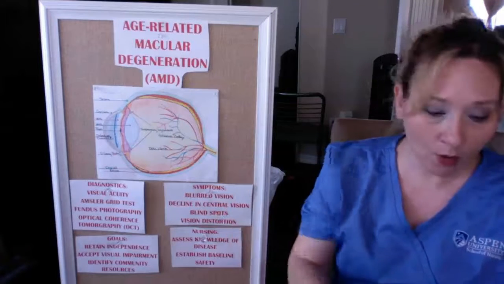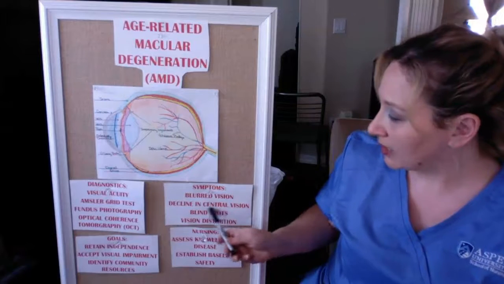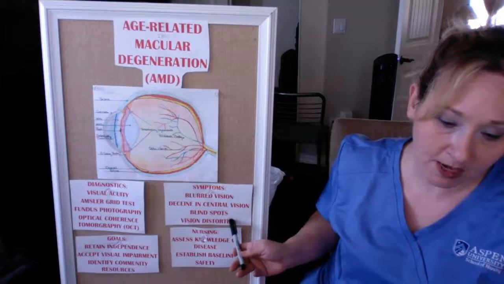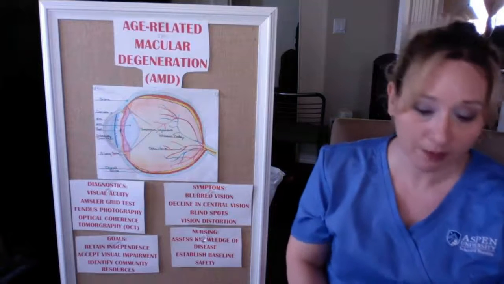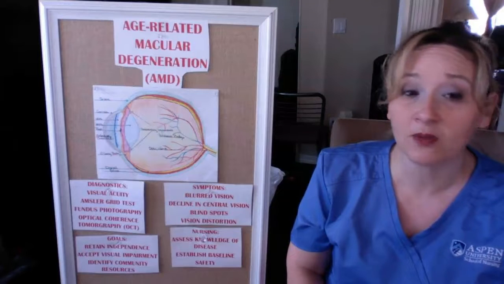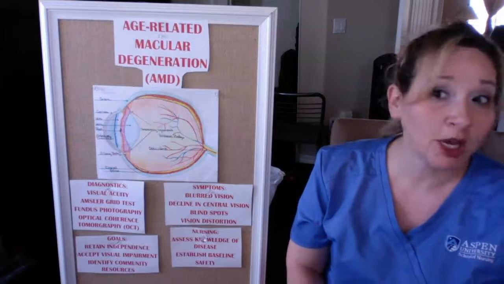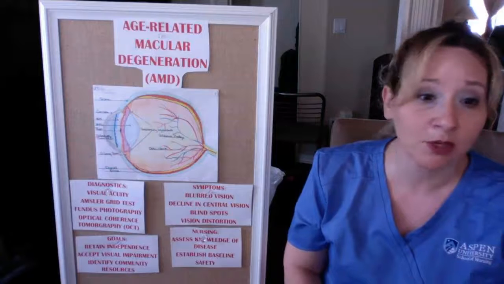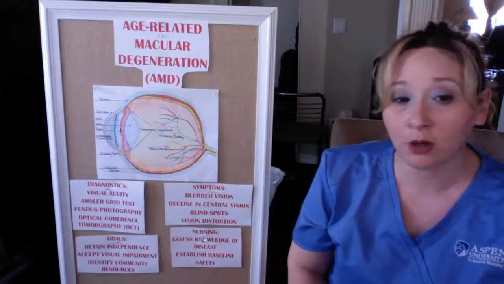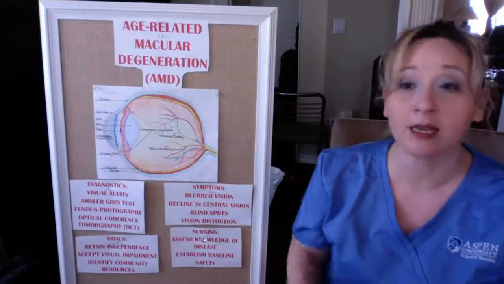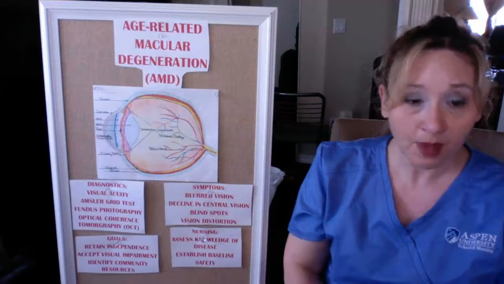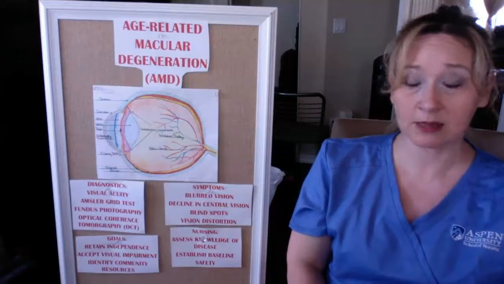Some symptoms that one will find are blurred vision. There'll be a decline in central vision. There might be some blind spots, and there might be some distortion of the central vision. Some diagnostic testing that you may want to consider is visual acuity. You might want to check the Snellen eye chart test, maybe do an Amsler grid test, fundus photography, or an optical coherence tomography. It's the OCT scan, which measures your peripheral vision and field of vision to see what is actually being lost.